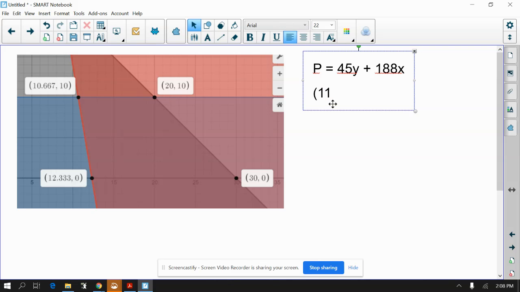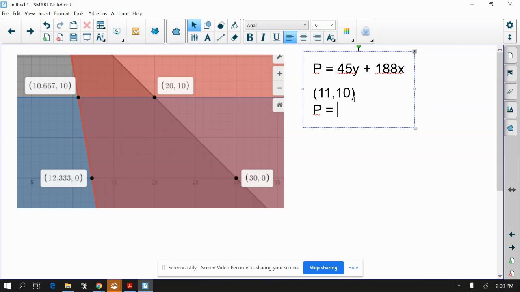So now, do I make it 10 tables or 11 tables? We will do 11 tables, because I want to be kind of in the feasible region. If I make it 10 tables, I'm going to the left, away from the feasible region. So I made 10.667. I raised it to 11. So I went to the right, getting me closer to the feasible region. So we're going to test (11, 10).